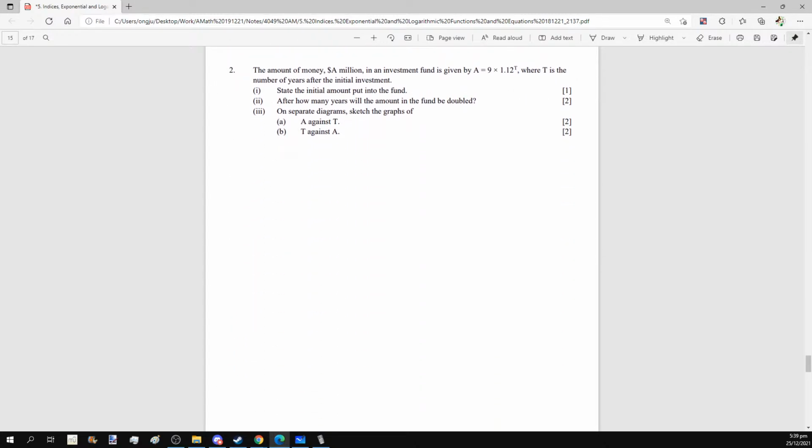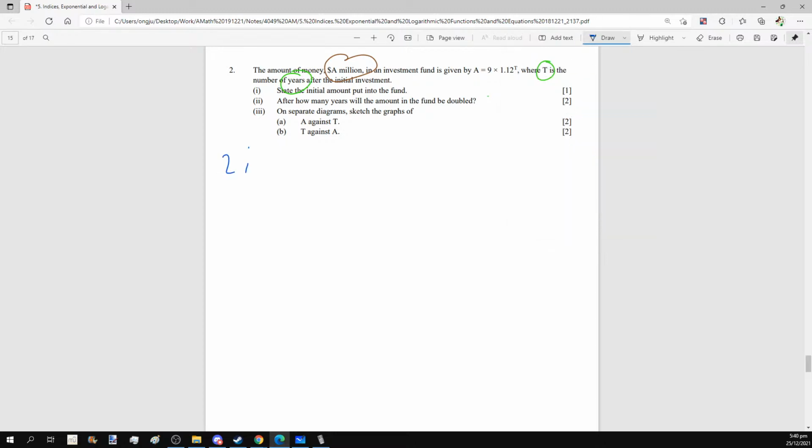The second one here tells us, okay, I have some money, I put it into an investment fund, and the number of millions of dollars is capital A. It is equal to 9 times 1.12 to the power of t. T is the number of years. So be careful of all these units, right? Otherwise, you might make assumptions. For example, you might think, oh, maybe t is the number of months. No, it's the number of years.